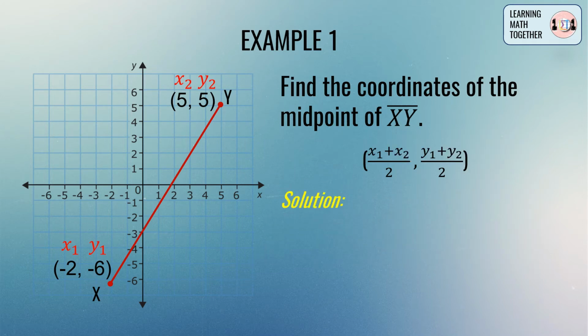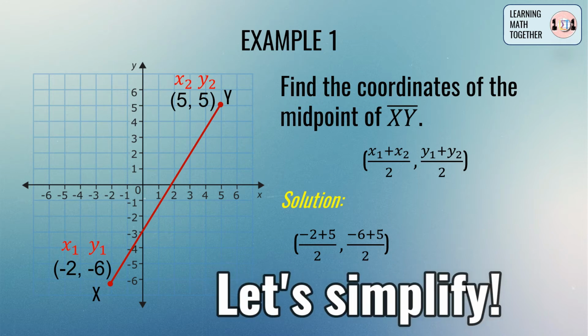So the first step is we need to substitute the values for x. We have x sub 1, that is -2, copy the plus sign, and then for x sub 2, that is +5. And also copy the denominator, which is 2. And do the same with the y ordinates. We have y sub 1, that is equal to -6, copy the plus sign, and y sub 2 is equal to +5, and copy the denominator.